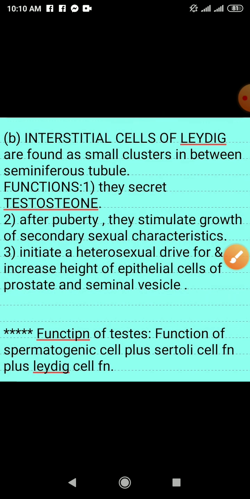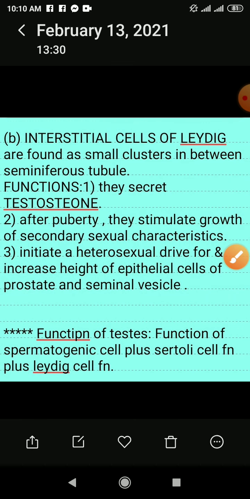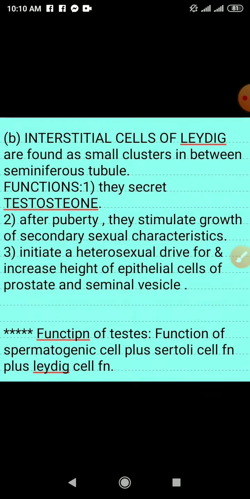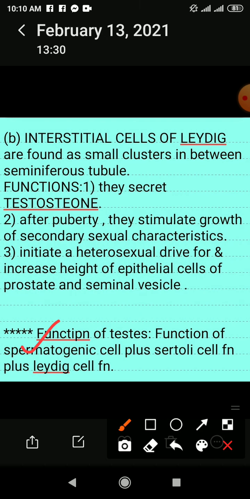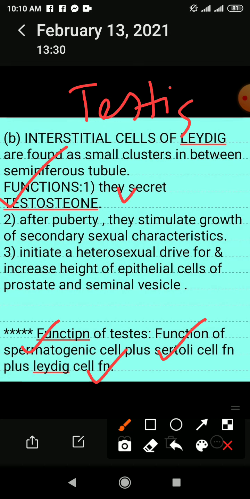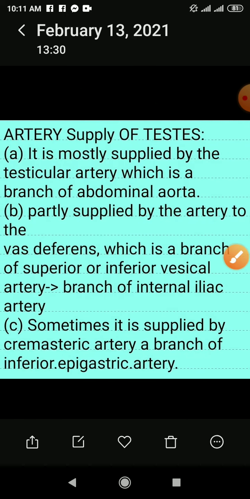Now, if someone asks about the function of the testis, you will say the function of the spermatogenic cells, function of the Sertoli cells, and function of the Leydig cells. Or as a whole, in short, we can say the main function of the testis is number 1, production of testosterone, and number 2, production of sperm, or spermatogenesis.